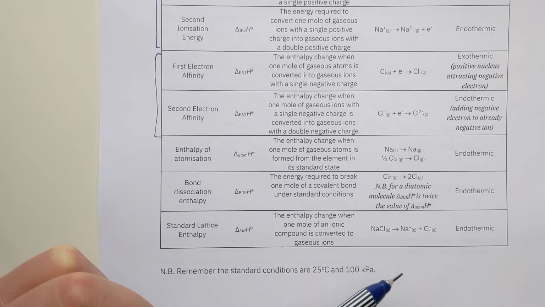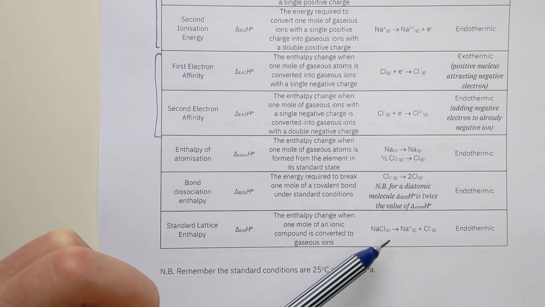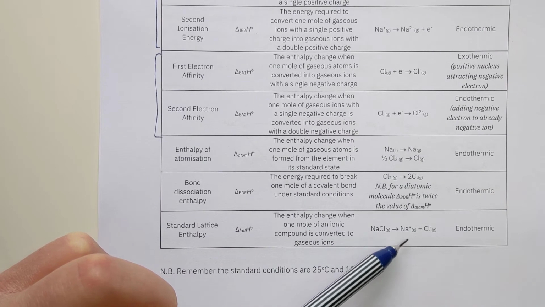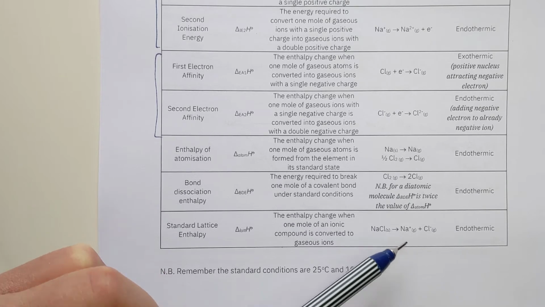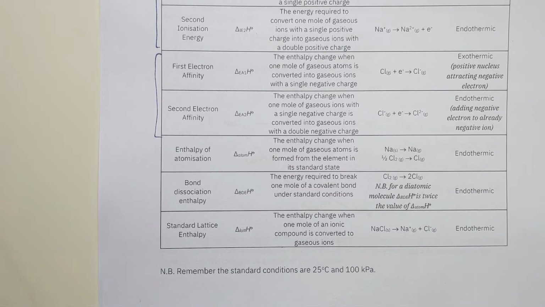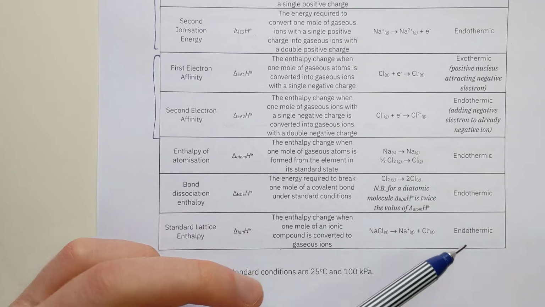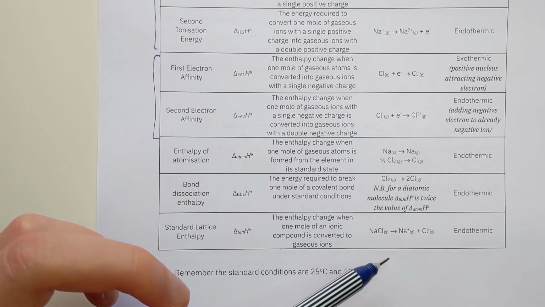Notice the state symbols though. You're going from solid sodium chloride to a gaseous sodium ion and a gaseous chloride ion. The gas bit implies that they're completely far apart from each other, so they're no longer interacting with each other. It's always endothermic because you're always breaking apart a strong, stable lattice.